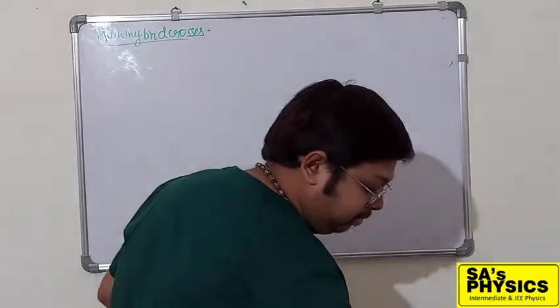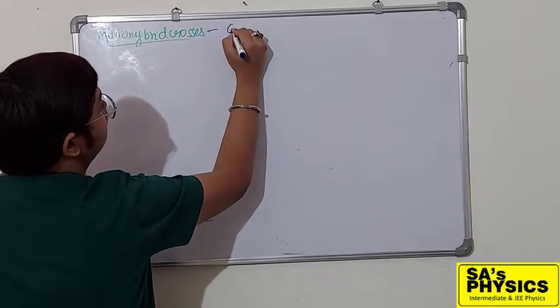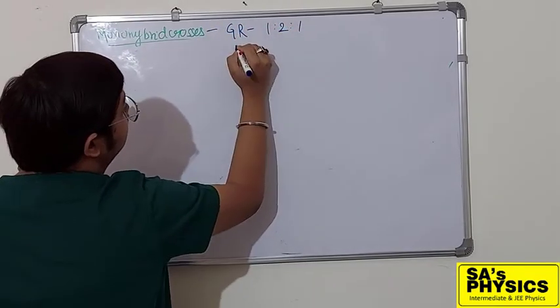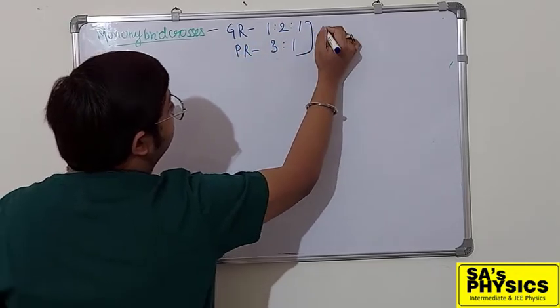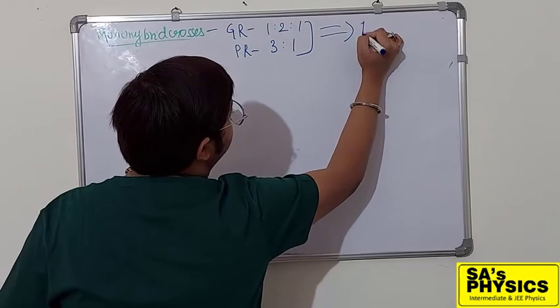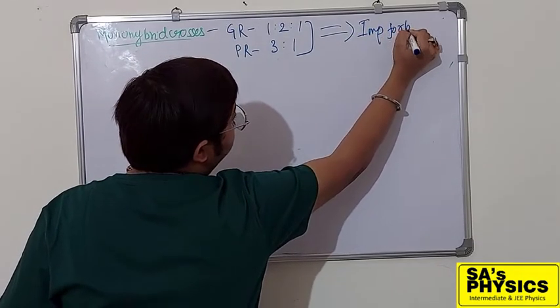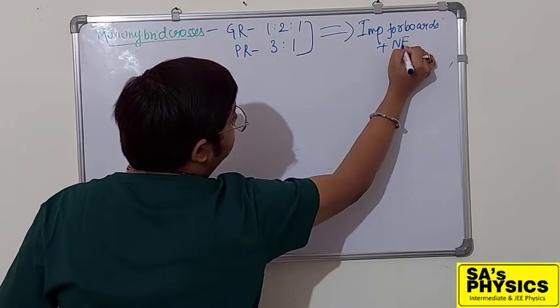So, what is the phenotypic ratio and genotypic ratio of monohybrid cross? The genotypic ratio is 1:2:1. The phenotypic ratio is 3:1. It's a very important question in your boards plus NEET.